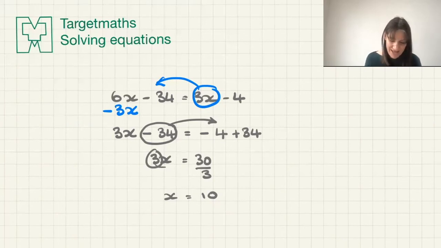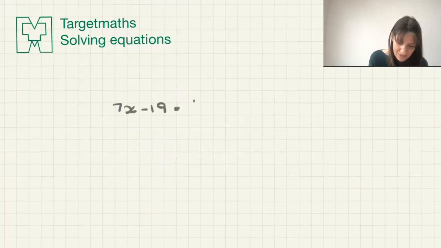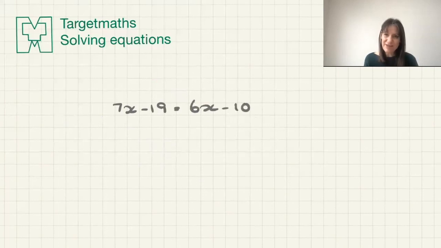All right, let's do another one. We are going to do 7x minus 19 equals 6x minus 10. Off you go, have a go at that.